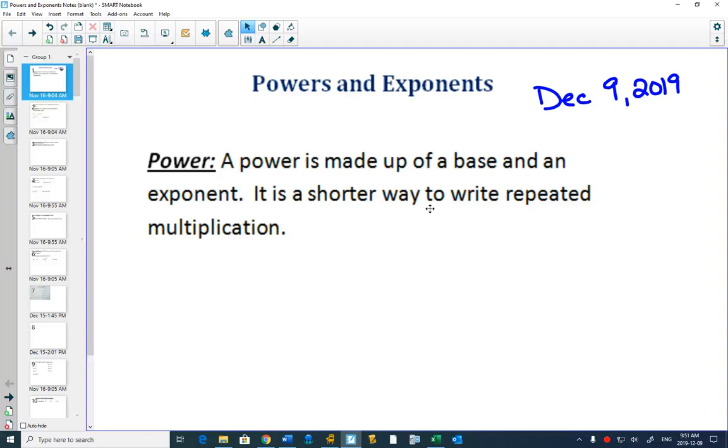It's called powers and exponents. So first of all, we start looking at some definitions. A power is made up of a base and an exponent. So this would be called altogether a power, 3 squared. If you were looking at 3 squared, what does this mean or what is this equal to? Some of you have seen this before. This is equal to 9.